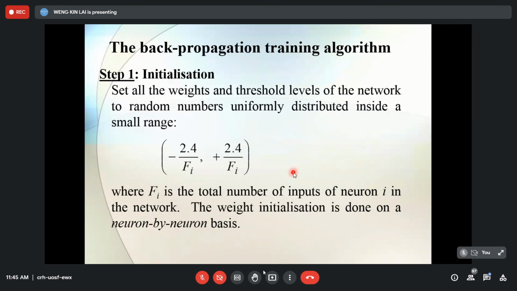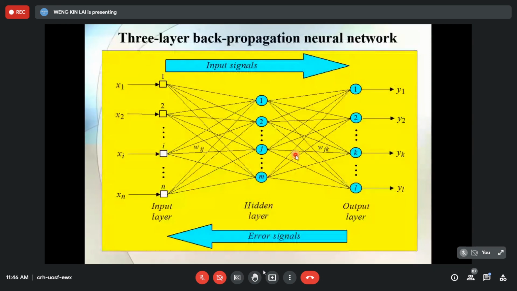We will study the back propagation training algorithm, the learning algorithm. How does a back propagation learning algorithm work? Same thing as before. Once you have the network set up, these weights here have to be initialized. They have to be set to some values for your network to learn. Otherwise, it will be all zeros. It cannot happen.